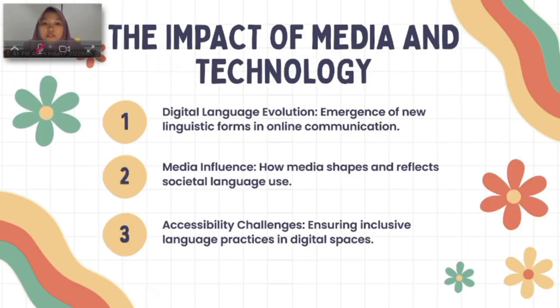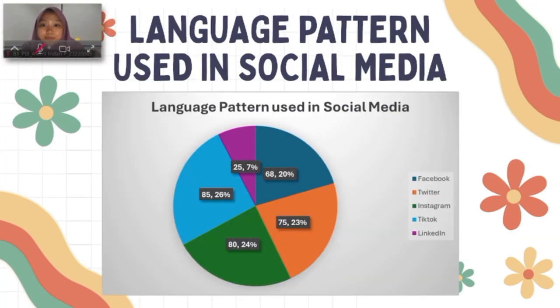The impact of media and technology. There are 3 impacts of media and technology on digital language. The first is digital language evolution, that means the emergence of new linguistic forms in online communication. The second is media influence, how media shapes and reflects societal language use. And the third is accessibility challenges, ensuring inclusive language practice in digital spaces. We move to the next slide.